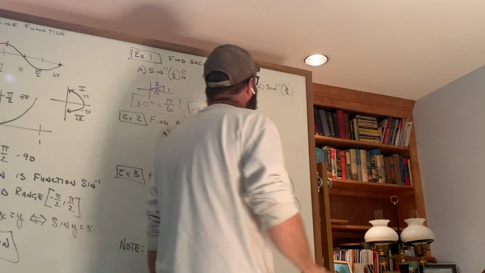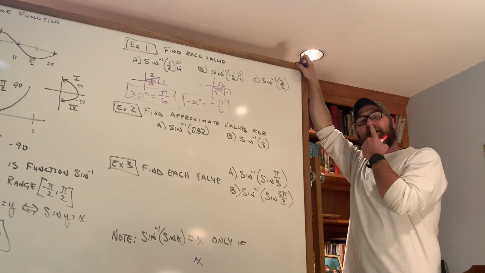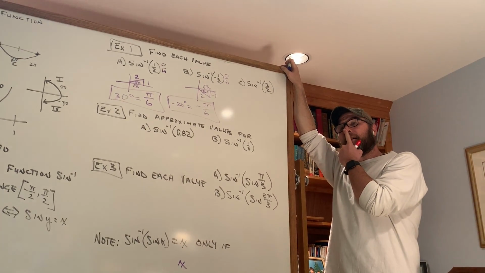The third one here is saying I need the arcsin of 3/2. The arcsin of 3/2. You know what?